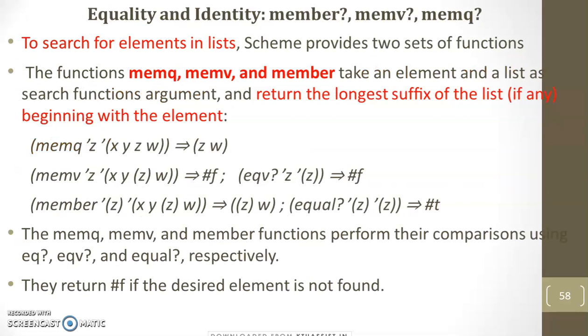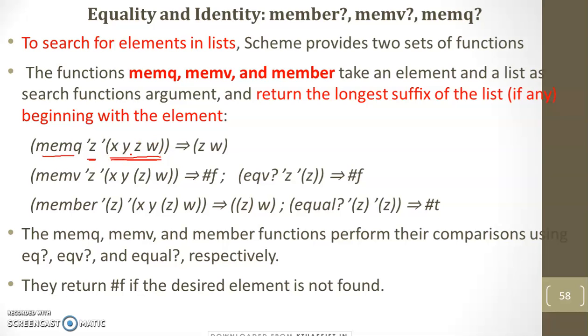Like one set of functions is member, MEMV, and MEMQ. These three form one set of functions in which it takes an element Z and a list as arguments. For example, if you consider MEMQ here, this Z will be searched in this list. So Z is the element and this is the list.